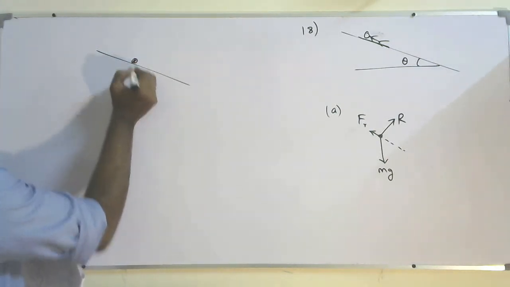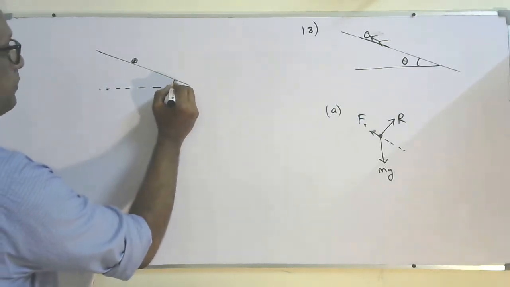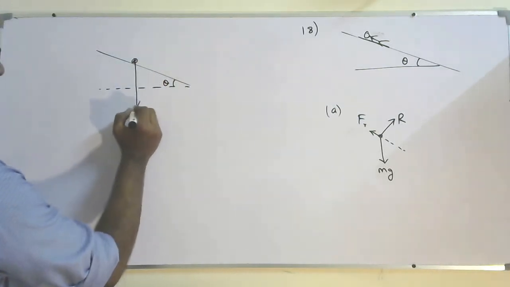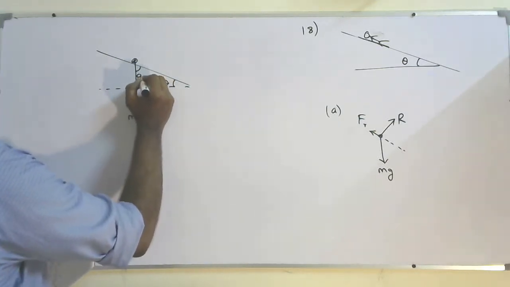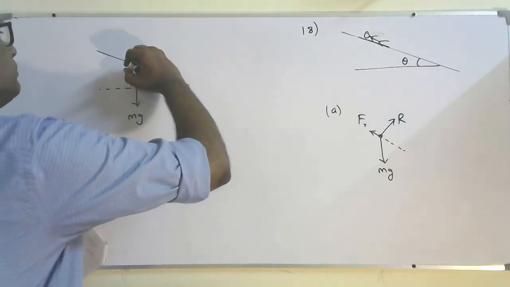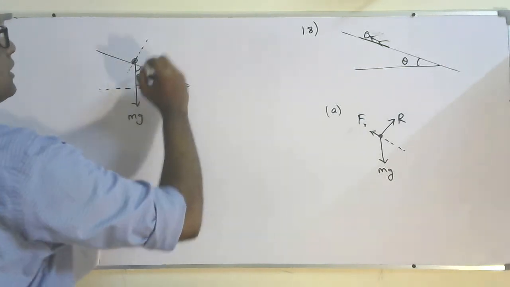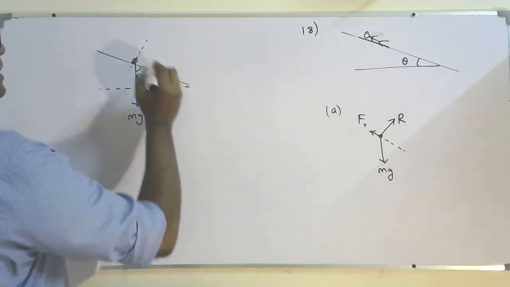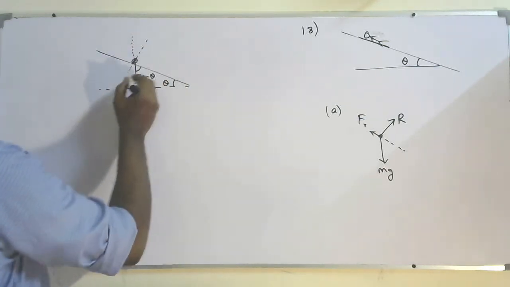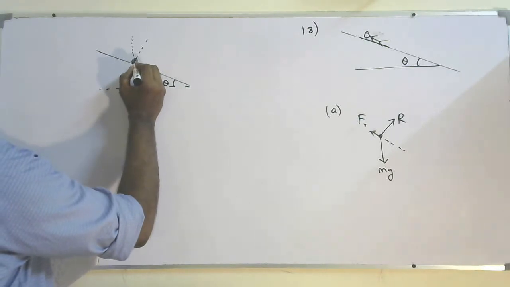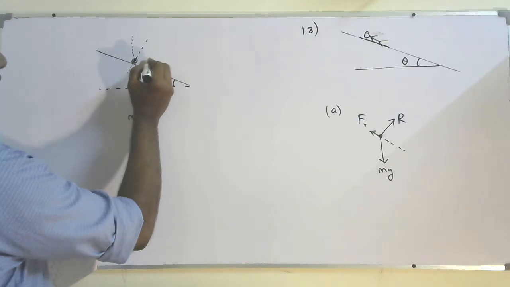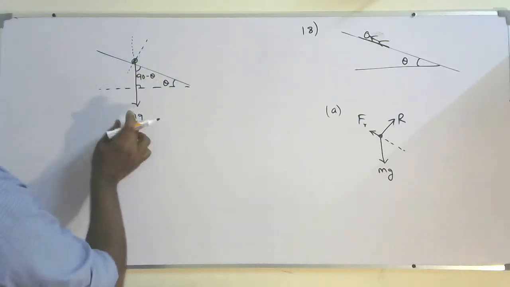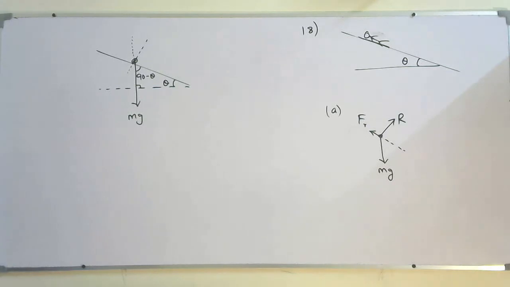I'll draw the athlete like this. This is the angle theta. The weight is acting vertically downward, mg. This is 90 degrees. This is 90 minus theta. If I think about the perpendicular line this way, the normal reaction is acting in this direction. So what will be the component of the weight along the slope? Think about a line in this direction. This is 90. Consider a horizontal line. I can say mg cos(90 minus theta), and cos(90 minus theta) equals sine theta.